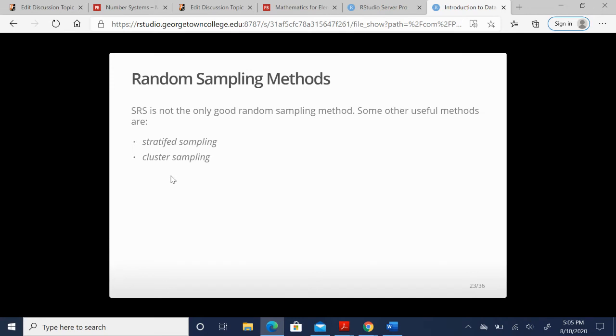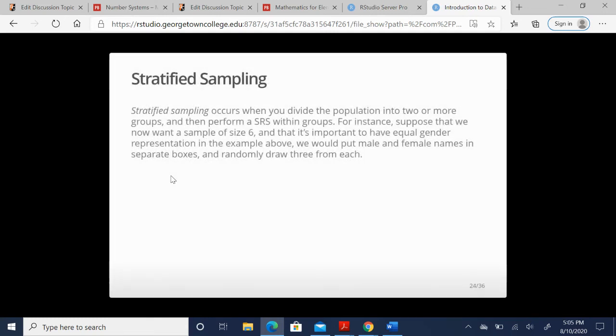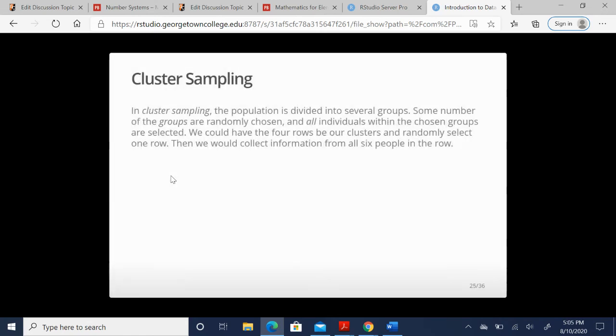If it's not simple, that doesn't mean it's not random. There are still a couple of other ways we can have random sampling. We can have what we call stratified and cluster. Stratified is where we break our population into 2 or more groups, and then we sample randomly within, simple random sampling from within. Suppose we want a sample size of 6 and we want to have equal gender representation. We might put male names in one box and female in the other, and then pick 3 from each. So we separated the population into groups and we picked an equal number from each so that we know we have equal representation. That's an example of stratified.